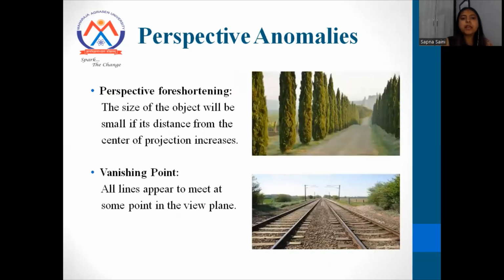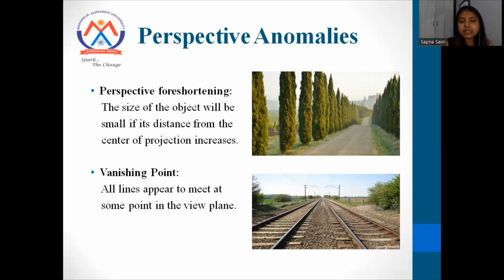Okay, so we have two types of perspective anomalies that we have recently studied. Perspective foreshortening: the size of the object will be smaller if its distance from the center of projection increases. As you can see in this picture, the farther the tree is, the smaller it appears. So the trees that are further away appear to be smaller. This anomaly is called perspective foreshortening.